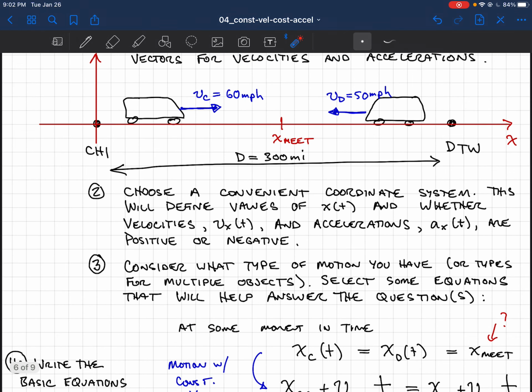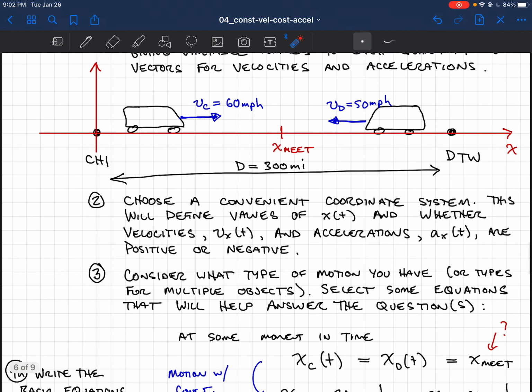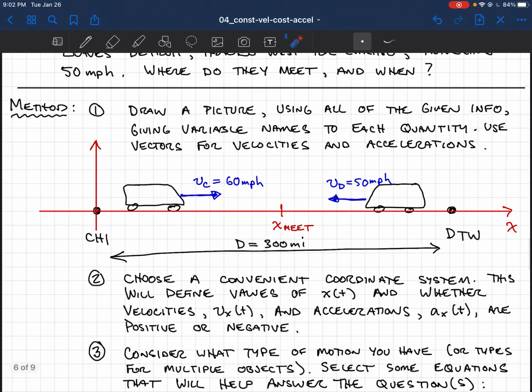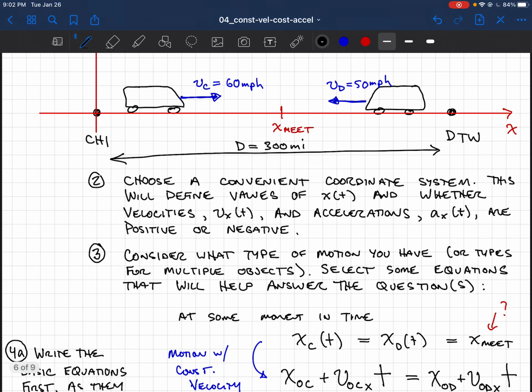Now I'm going to use the names that I gave up here to try and plug them in. So let's do that, just one by one. So what is the initial position of the Chicago train? Well, based on the coordinate system I chose, it's right here at the origin. So I can write x0 Chicago is 0. What is the initial velocity of the Chicago train? Well, this is constant velocity. What is the velocity altogether?